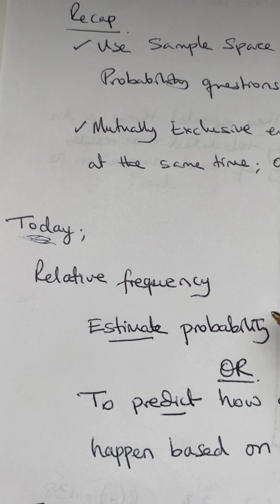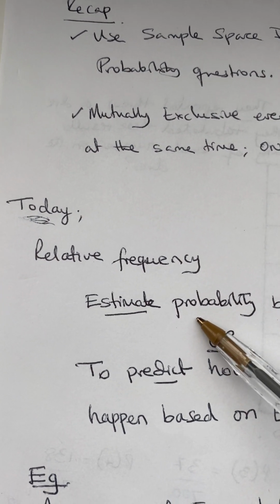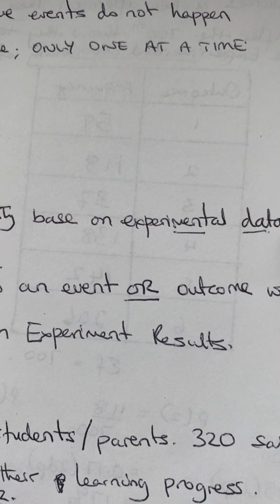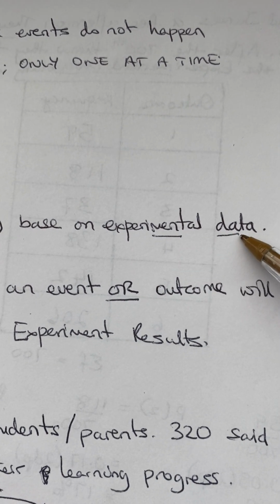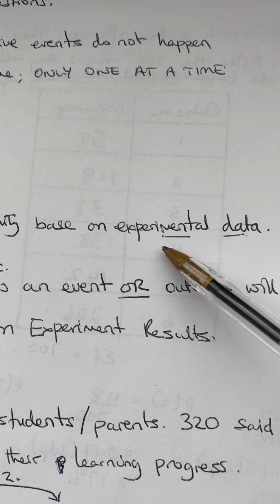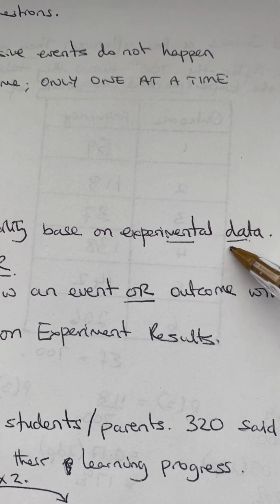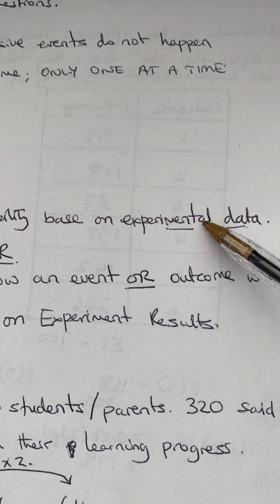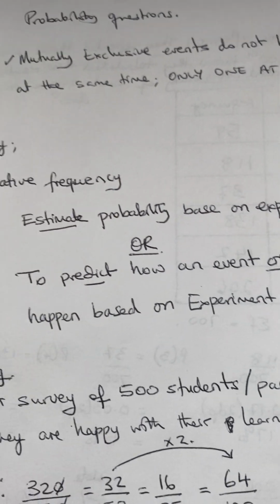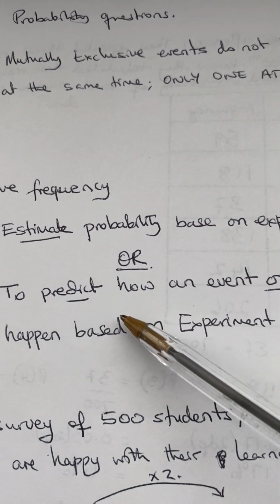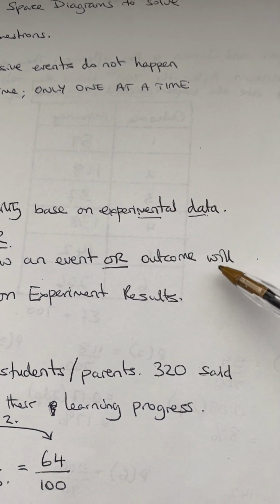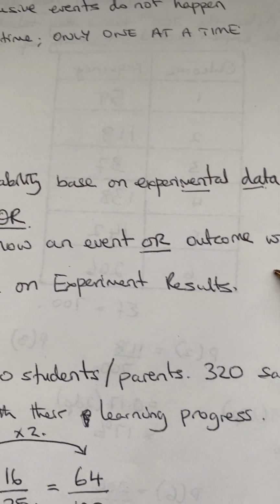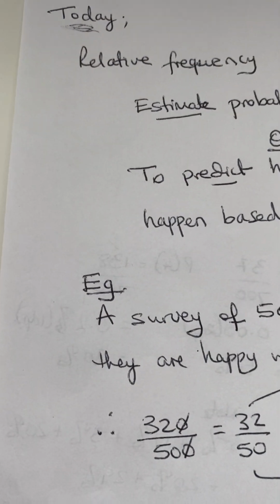Okay, so relative frequency estimates probability based on experimental data. So it's experimental data, it's not true data. Because another day, if they change the sample, that result might change. Or it is used to predict how an event or an outcome will happen based on the experiment results. Okay, so let's look at our question for today.